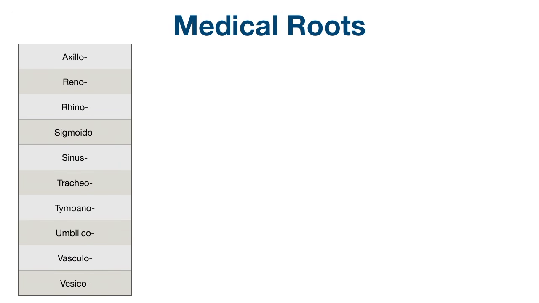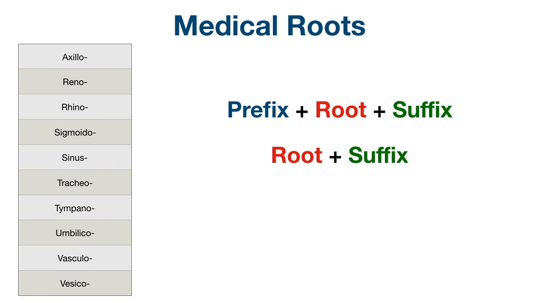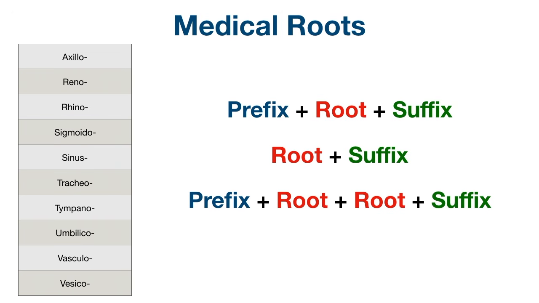As mentioned before, medical roots are the subject of the word and often pertain to a body part or system. You can usually find the root in the middle of the word when a prefix is present. If there is no prefix, then the root's going to form the beginning of the word. There might also be more than one root combined together. Let's take a look at the first set of root words. Hit pause on the video and see how many you can define before looking at the answers.